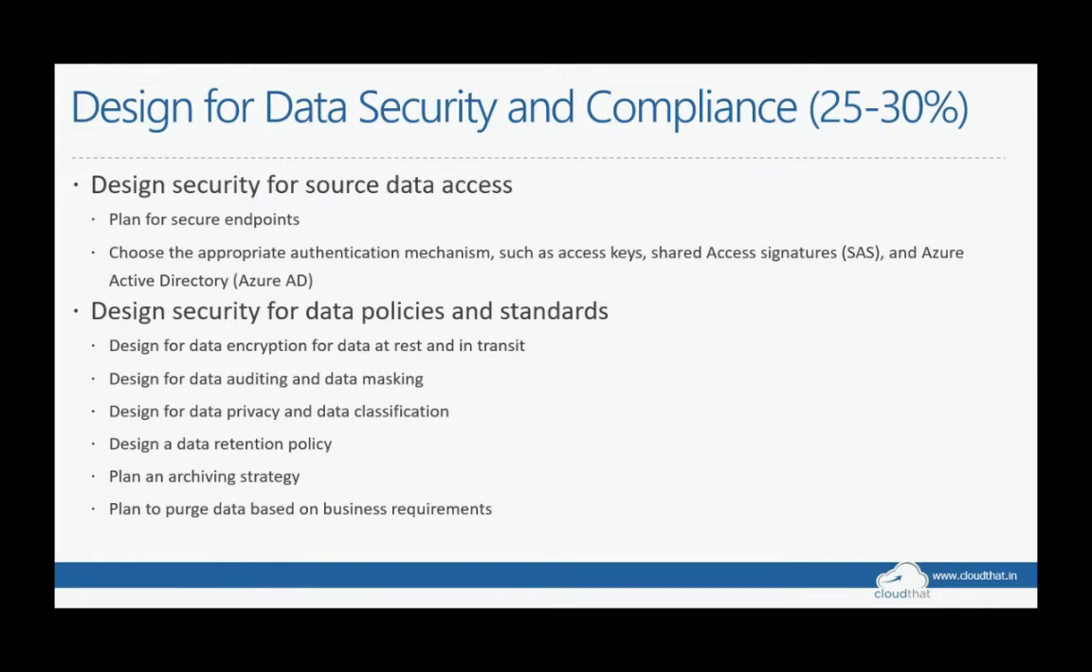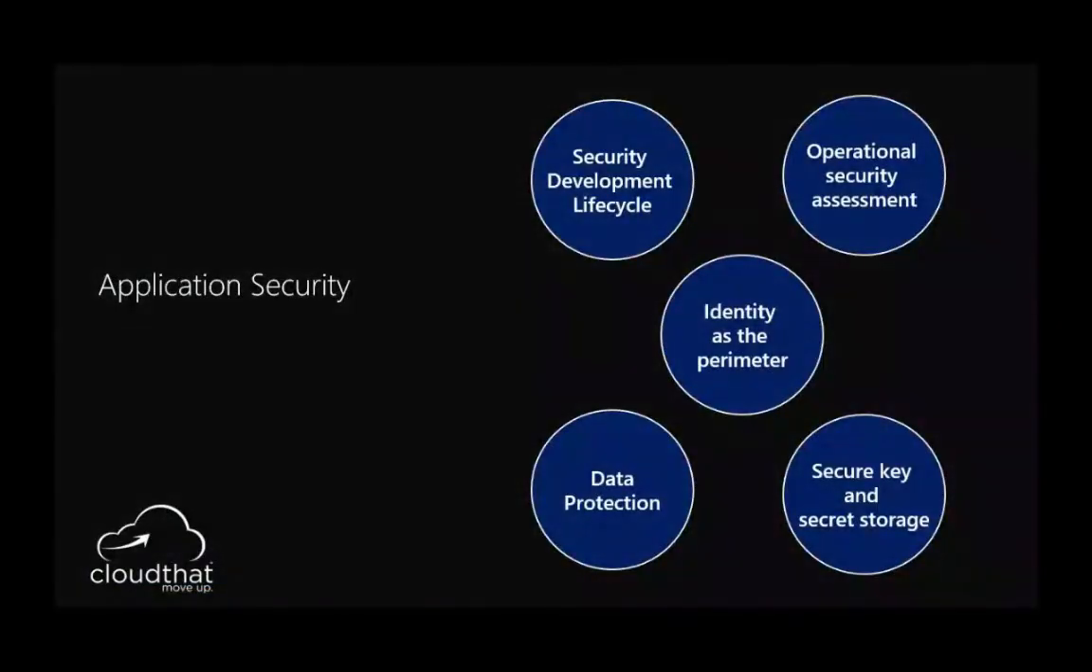The next layer is about designing security and data policies. This is where you will be judged on your capability of designing encryption for data at rest and in transit, your capability for designing auditing and masking, your capability to design privacy and classification, your capability to design the data's retention policy, and your capability for designing the archival strategy of your data based on the business needs, right? For this particular section, I have focused on application security, which more or less covers everything. And then we'll talk about the security layer with respect to a particular architecture, right?